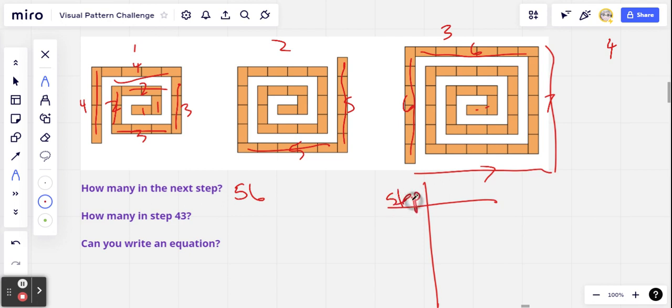I'll put the step number here and the number of rectangles. So in step 1, let's see, yeah, that is 20. And in step 2, then we added the 5 and the 5, so that's 30. And in step 3, we added 6 and 6, so that would be 42. And in step 4, we're predicting 56. And then we can take the difference between each step. 30 minus 20 is 10. 42 minus 30 is 12. And 56 minus 42 is 14.